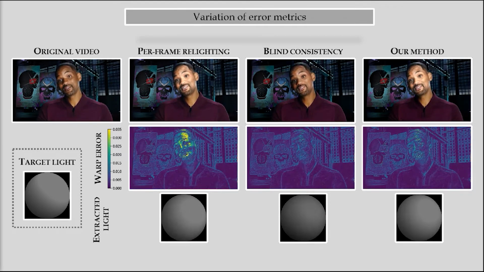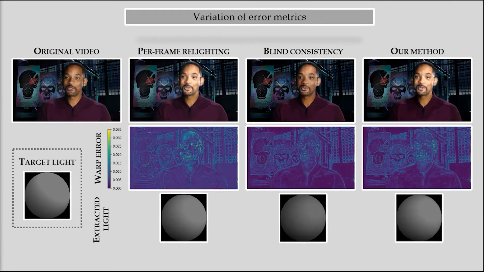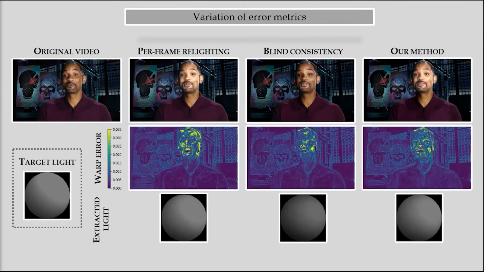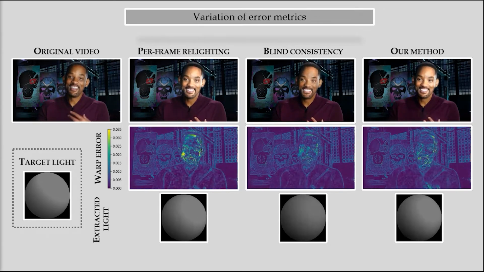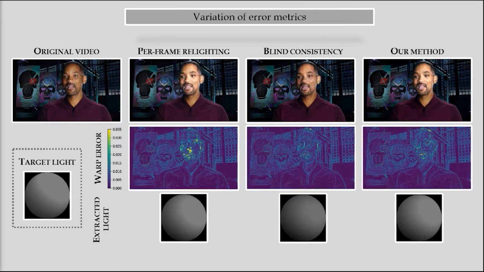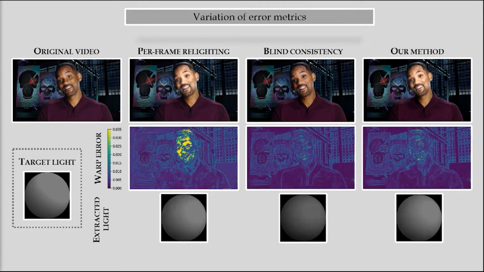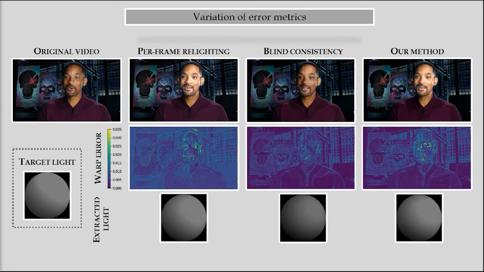The third row shows the extracted light from the processed videos. Notice how both the blind consistency method and the per frame relighting method significantly change the lighting directions between consecutive frames. Our method outperforms the other methods in jointly ensuring the temporal consistency and data fidelity. Here are some additional results.